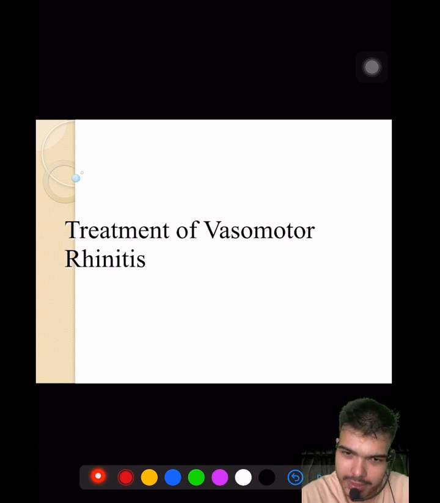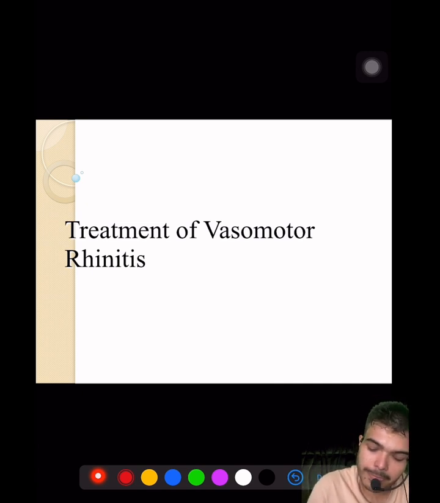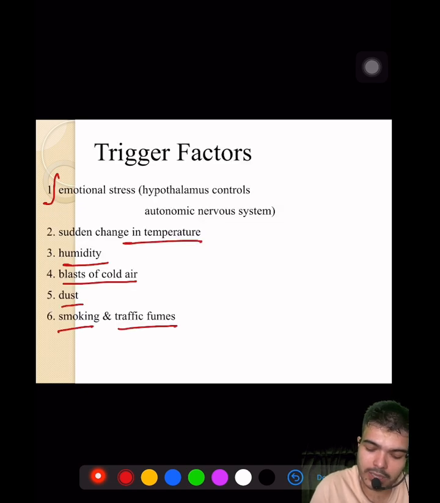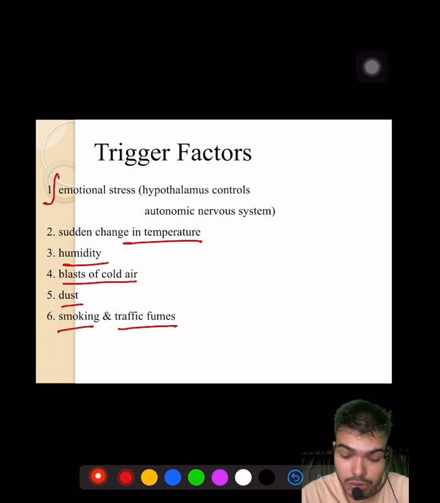Avoid triggering factors like smoke, dust, fumes. Please avoid these in the case of vasomotor rhinitis. I already told you: humidity, blast of cold air, dust, smoking, traffic fumes, change in temperature, emotional stress. Please don't be too emotionally stressed.